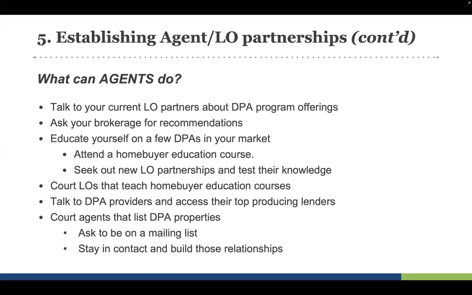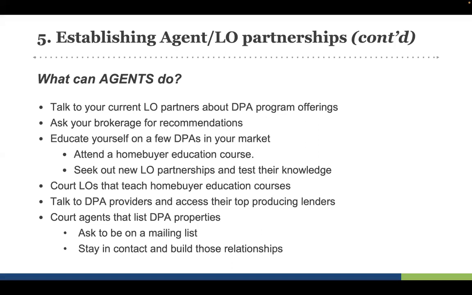Agents, talk to DPA providers. Ask them who their top producing lenders are. Ask those DPA providers who the best LOs are that do the most volume, that submit the best applications, that consistently close on time in your market.